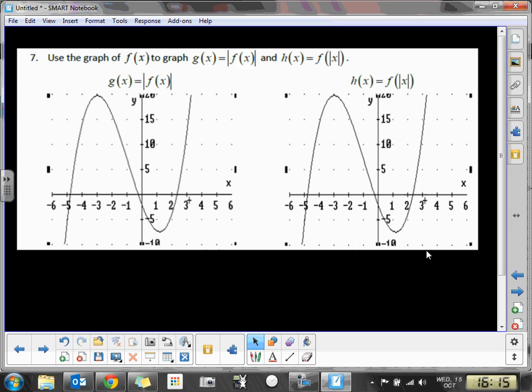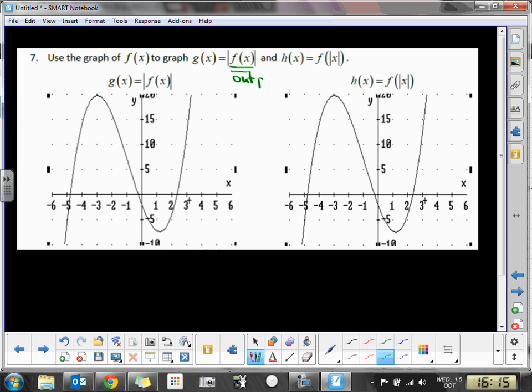Question number 7, we're going to either take the absolute value of the outputs or the absolute value of the inputs and graph them. So the first one is, if g of x is the absolute value of f of x, what this statement is saying is we are going to take the absolute value of all of the outputs.